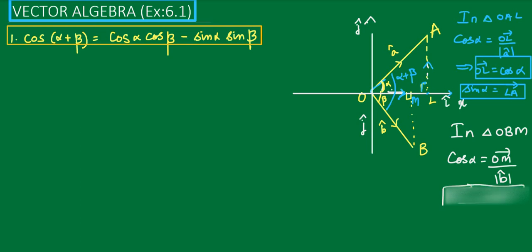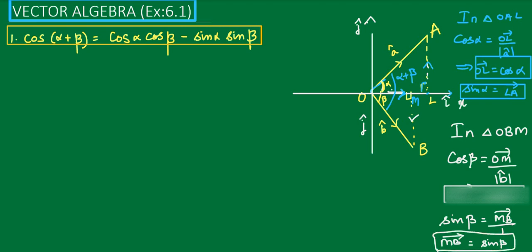Similarly, from the diagram, sin beta, since B makes an angle beta. So sin beta is equal to the opposite side, that is MB vector. Direction is from M to B. So MB vector divided by OB vector, which is equal to 1. So we get MB vector equal to sin beta. We have found all the values.